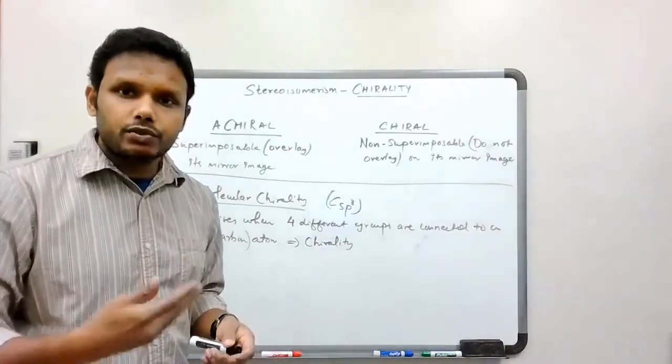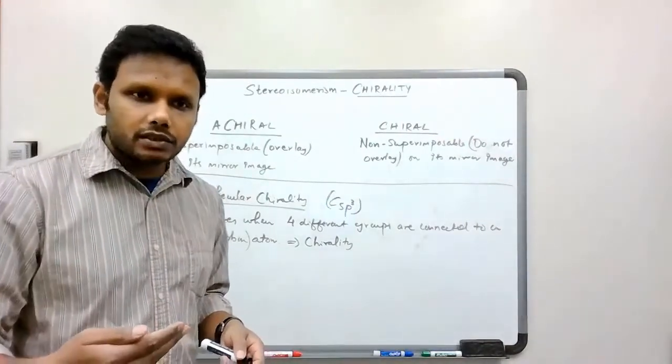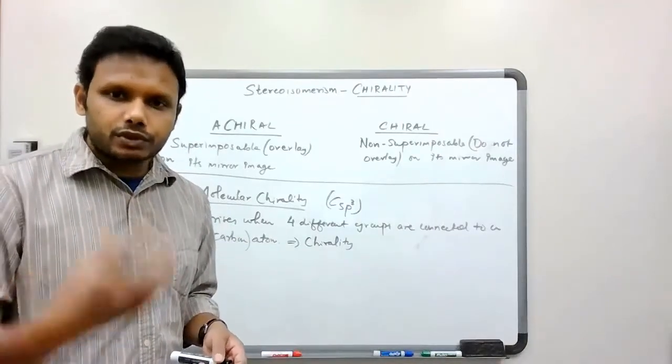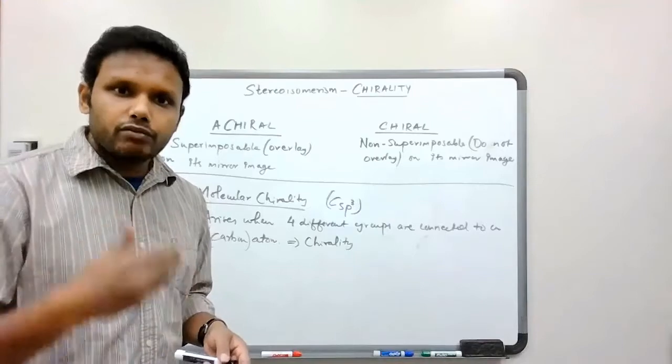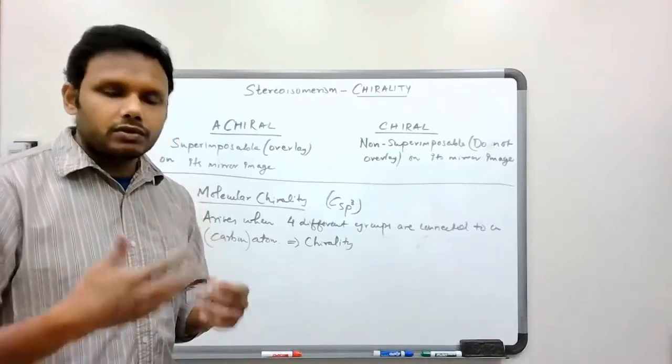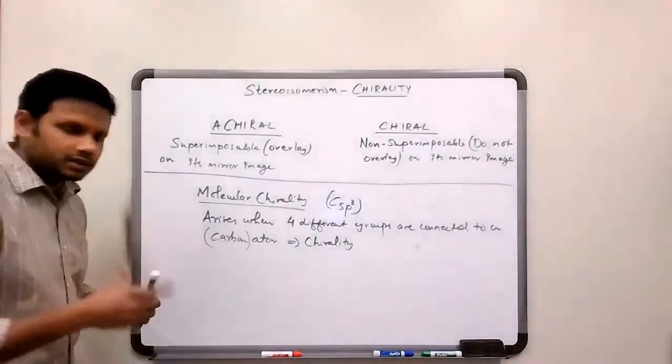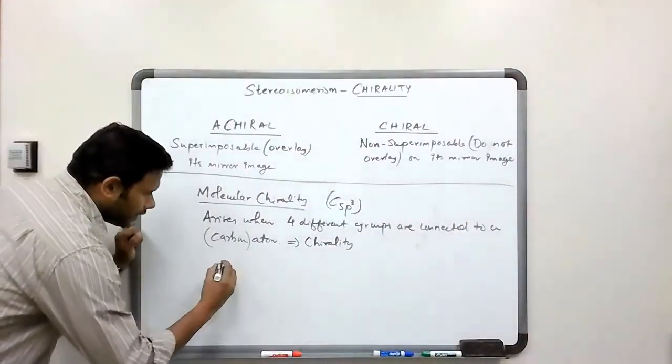Now, this is especially true when you have more than one chiral center. If there is only one chiral center in your molecule, then the molecule is for sure going to be chiral. But when you have more than one chiral center in your molecule, the molecule may or may not be chiral. There are reasons for that which we'll go into.